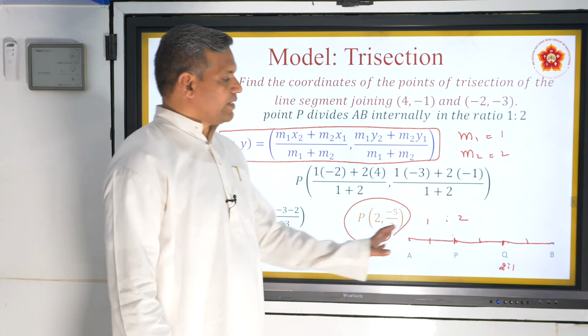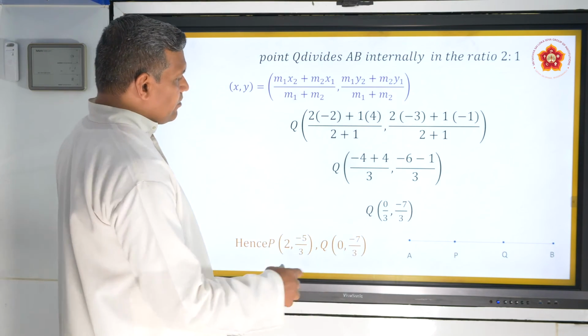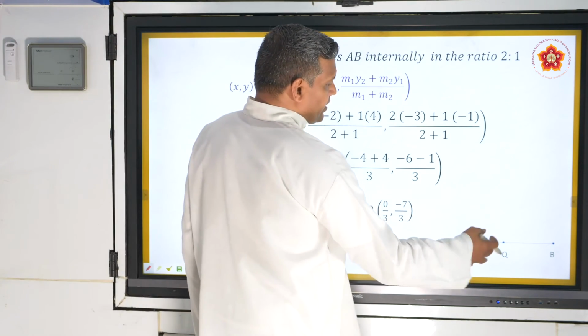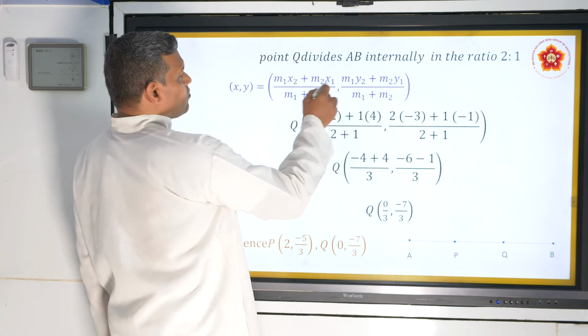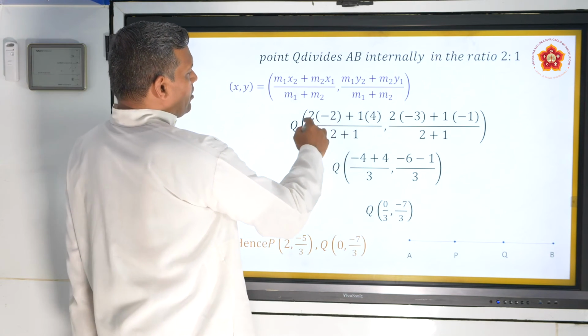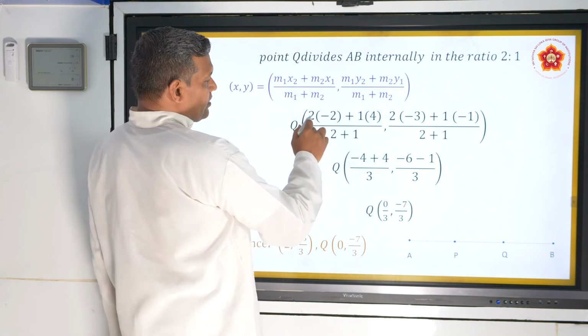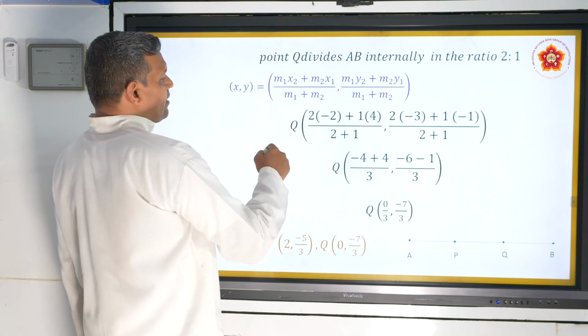In a similar way, we are supposed to find the coordinates of point Q. The same thing continues, so the same figure continues. I brought the figure here also. I have the formula once again for you. Then I'll take the coordinates. So 2 is to 1. See, last time it was 1 is to 2. Now it is 2 is to 1. Then get the values of x and y.